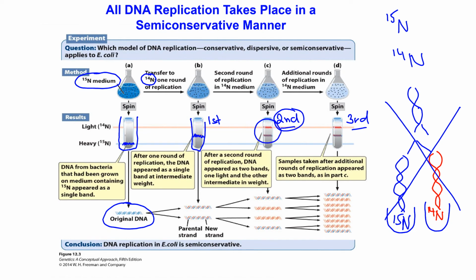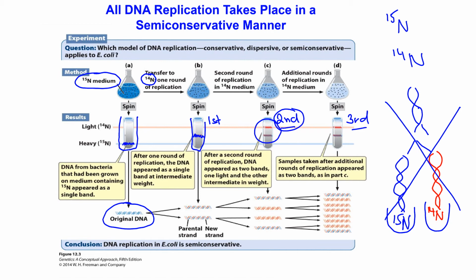In the dispersive mode, you would have only one band. Recall, pieces of old and new in every single DNA molecule, so it would form only one band which would be a mix of heavy and light nitrogen. So since they had two bands, this confirmed that the mode of replication is semi-conservative. And why is that? Look right here.